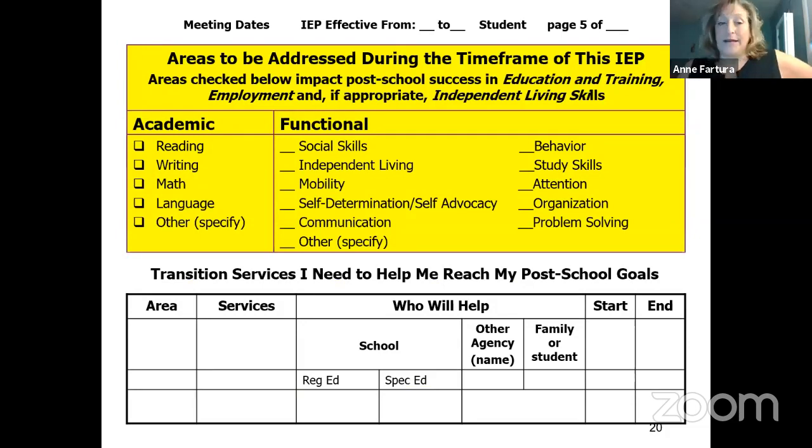All right, so like I said, we saw it in the present levels. Here is where we should see it weave through into the next portion of the IEP. If we saw a need in writing, then we should see this box here where it says under academic, we should see writing checked off. Similarly, if we saw somewhere that there were maybe some needs in the area of independent living, attention, problem solving, or organization, these should be checked off, and we will need to see it later on.